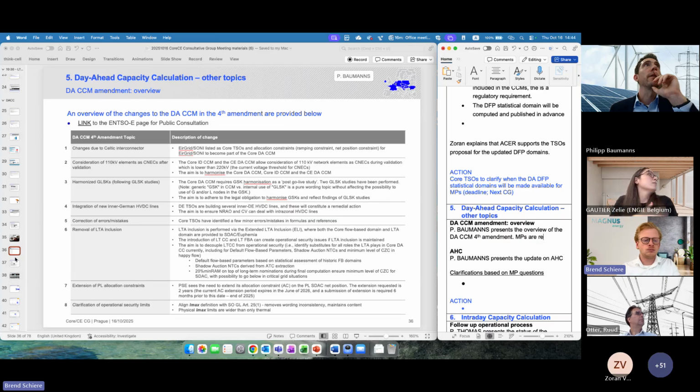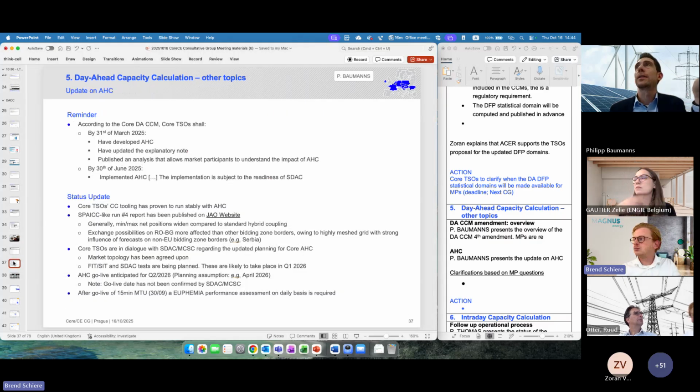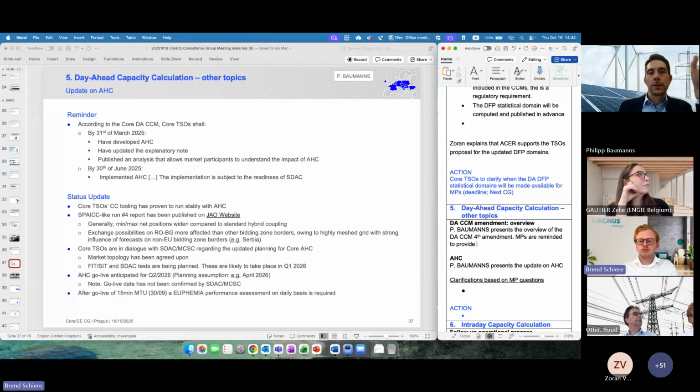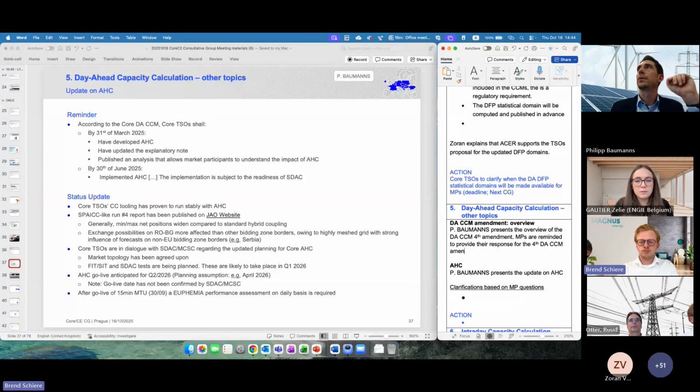Yeah. And for AHC, I could at least provide a very short update. From the TSO side, we're basically ready to go live with AHC. That wouldn't mean tomorrow because we have to change our processes, but with a 3 to 4 month pre-notification phase, we could switch it on. And all validation tools have been proven to run stable.